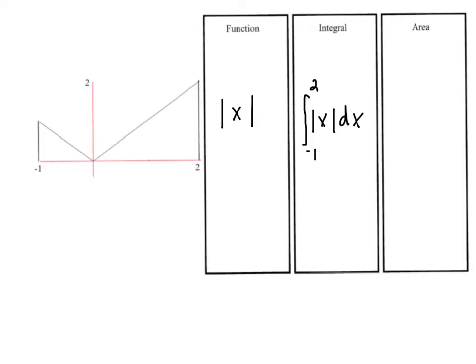Well, let's just use some geometry. This, of course, is a triangle. Height of 1, base of 1, so 1/2. This is a triangle. Height of 2, base of 2, so 2. So the total area is 2.5. I like fractions, so I'd write this as 5/2.